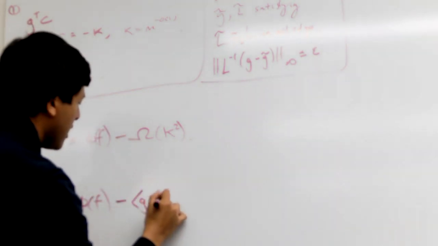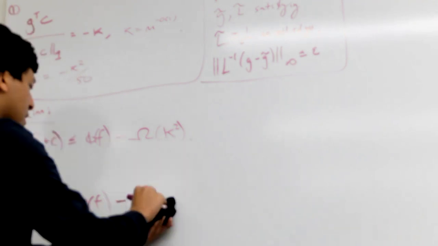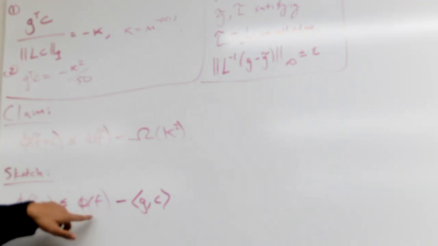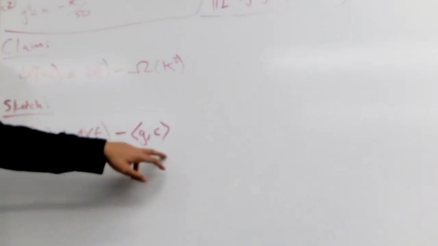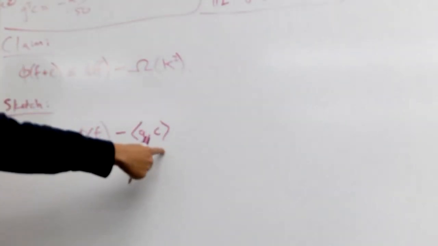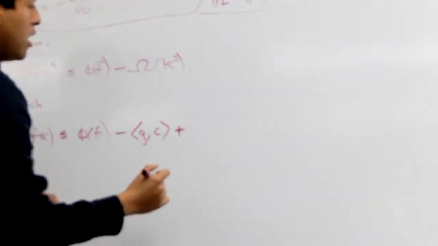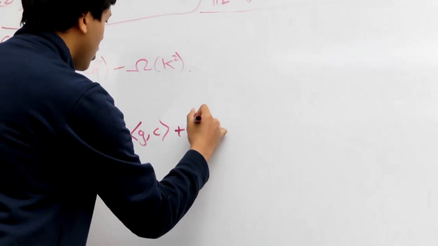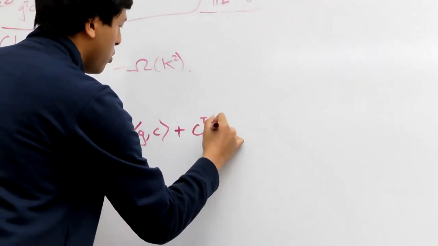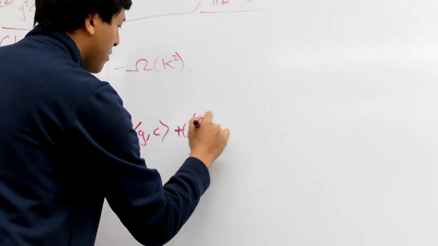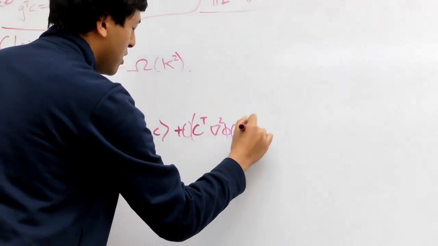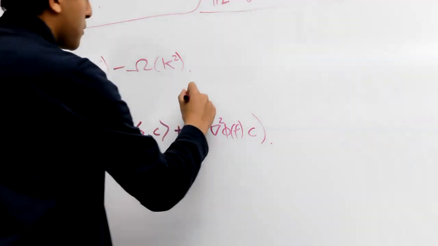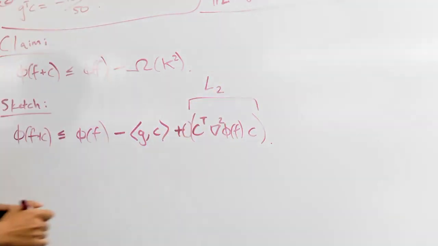So if you Taylor expand, you're basically going to get something like this, right? You're going to get that it is at most that term minus the gradient dot what I'm adding, plus something like C transpose times the Hessian times C. This is like the second-order Taylor expansion term, okay?